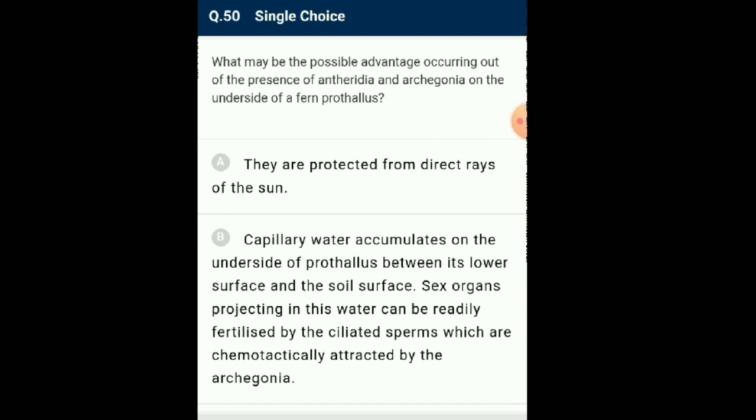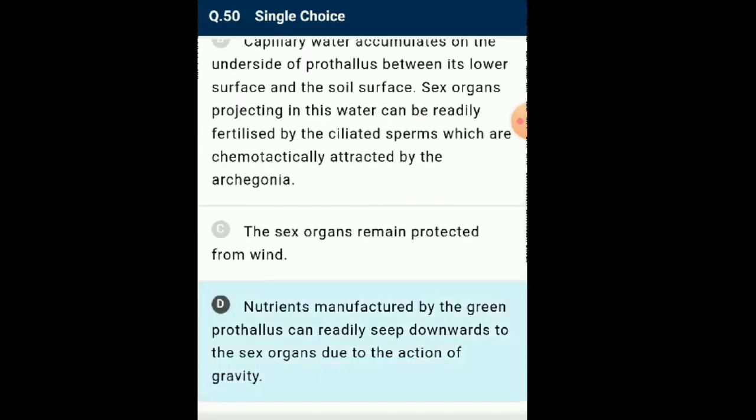Antheridium and archegonium are the male and female sex organs that produce male and female gametes. In most of the classes, the male gametes are the antherozoids, with two or more flagella or cilia, and are generally spirally coiled. A single egg is present in the venter of the archegonium. So the answer for this question is option D. Nutrients manufactured by the green prothallus can readily seep downwards to the sex organs due to the action of gravity.